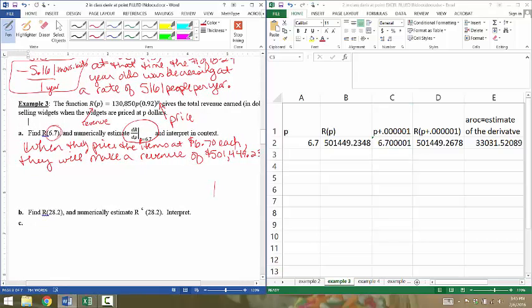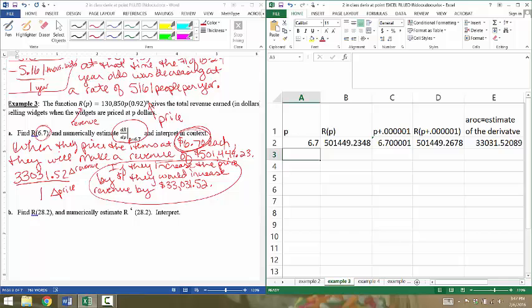That's a rate. Saying at this price of $6.70, we have this slope, 33,031.52 over 1. That is change in revenue over change in price in dollars. So it's saying you go over a dollar, increase a dollar, they'd increase their revenue by 33,031 and 52 cents. So if they increase the price to $7.70, so if they increase the price by a dollar, they could expect to raise revenue by $33,031.52.